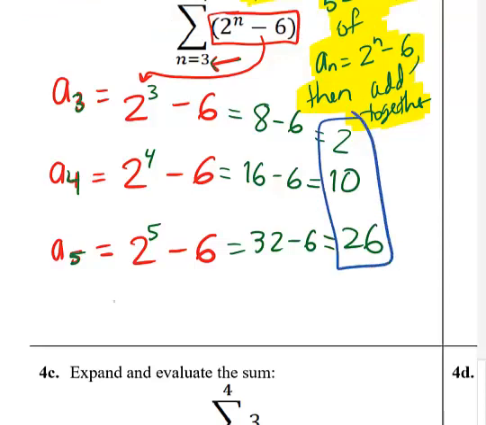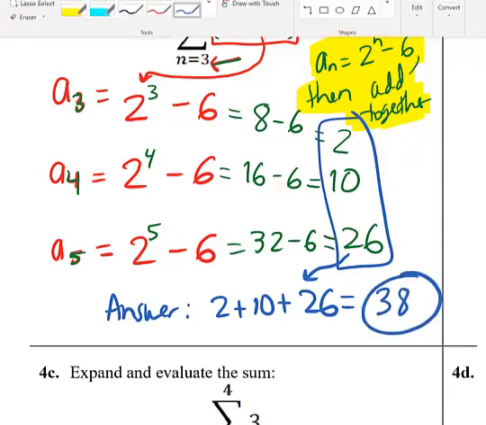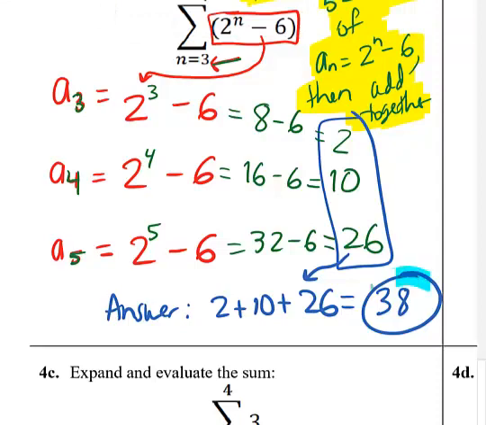So our answer is going to be 2 plus 10 plus 26. Whatever that is, that's our total answer. Let's see, that's 12 and 26, that's 38, I believe. So I guess that's a difference between your answers for a sequence and your answers for summation notation.